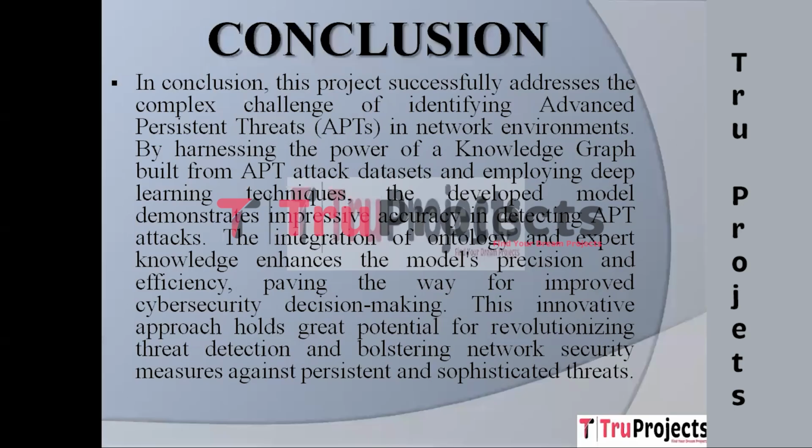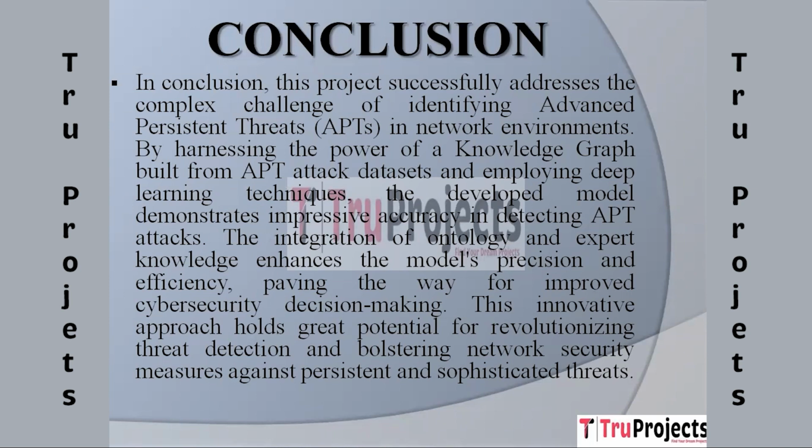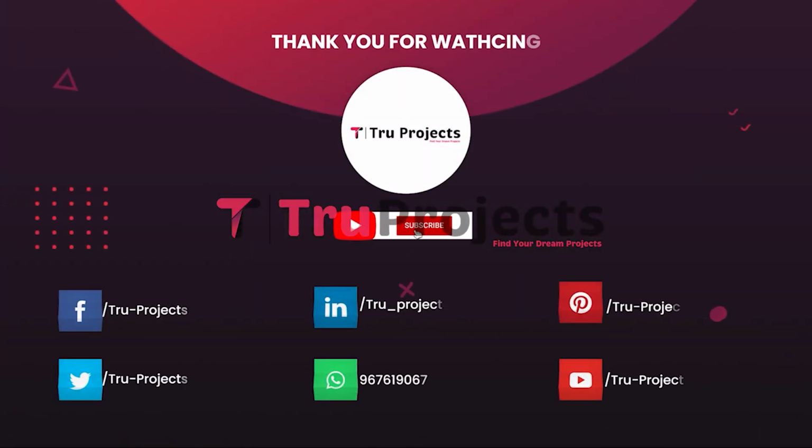And the conclusion here is, this project effectively tackles the difficult problem of locating advanced persistent threats (APTs) in network environments. The developed model exhibits impressive accuracy in identifying APT attacks by utilizing deep learning techniques and a knowledge graph created from datasets on APT attacks. The model's accuracy and effectiveness are increased by incorporating ontology and expert knowledge, opening the door for better cybersecurity decision making. This groundbreaking method has the potential to revolutionize threat detection and strengthen network security defenses against enduring and complex threats.